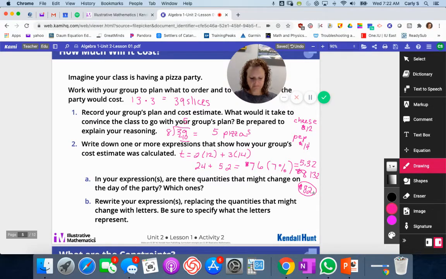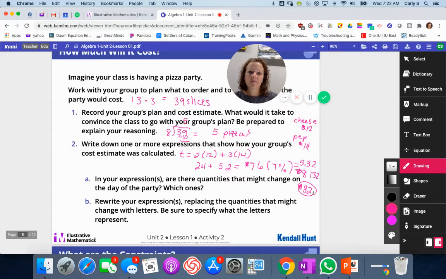So that's where we are right now. I don't think it's a very good pizza party yet. We're missing some soda. We're missing some cookies. I really like breadsticks. So we've got lots of plan and lots of cost estimate with all that pink writing everywhere. What would it take to convince your class to go with your group's plan?